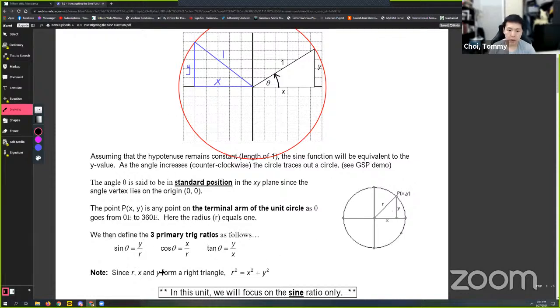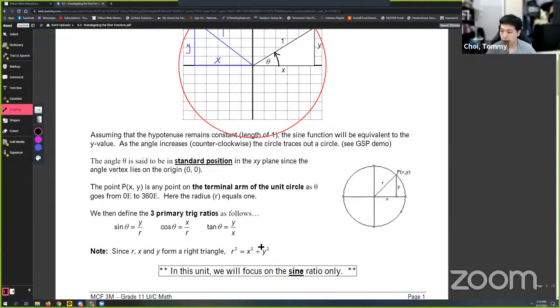And so this is going to be our primary trig ratios within a unit circle. The reason why we do this, though, is because the sine function itself is actually limited to two things. Number one, the maximum it could be is 1, and number two, the minimum it could be is -1. So it fits within this unit circle, which is why we're talking about it right now.